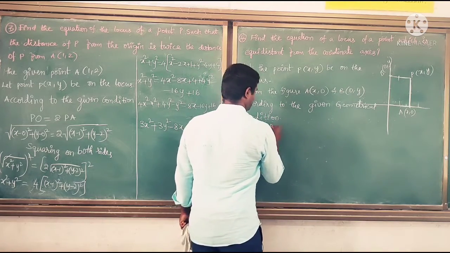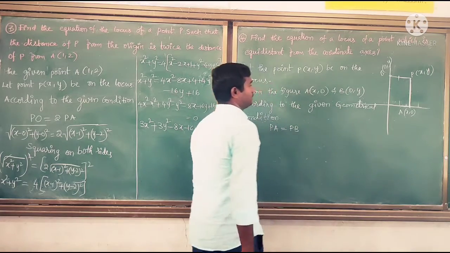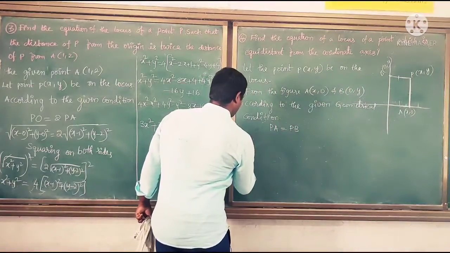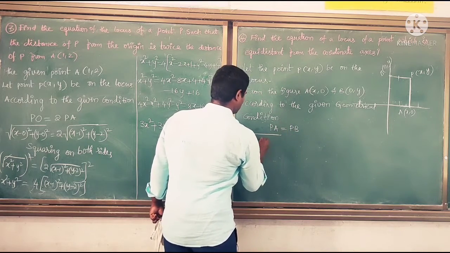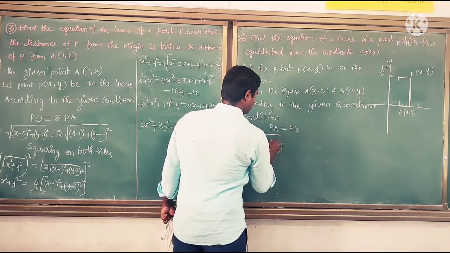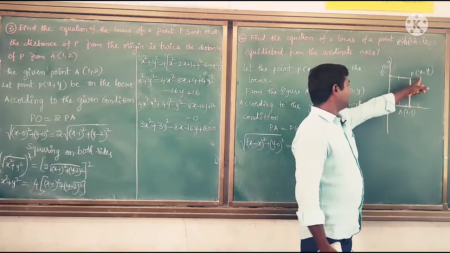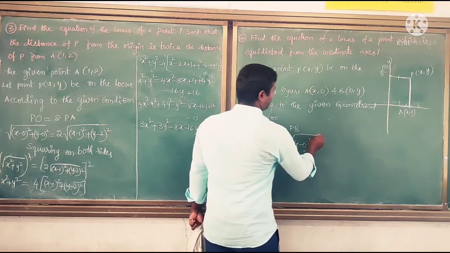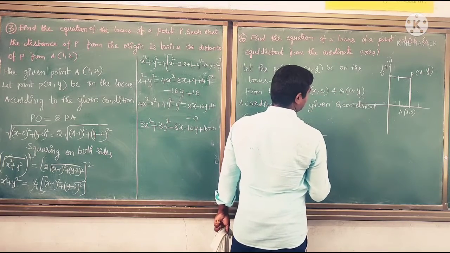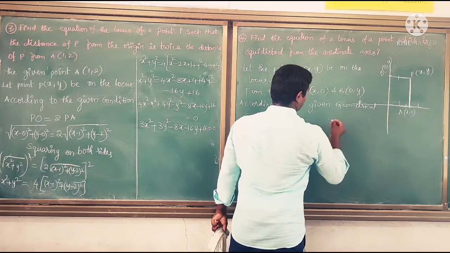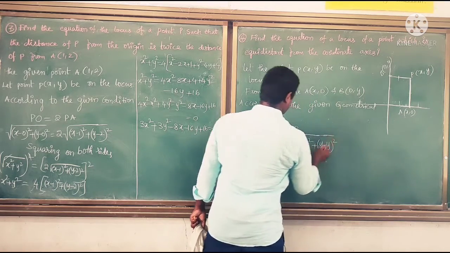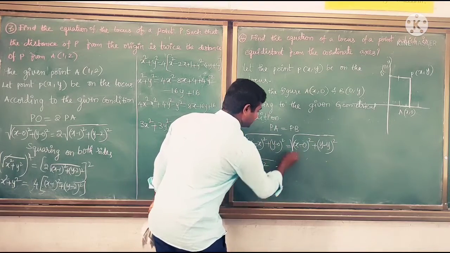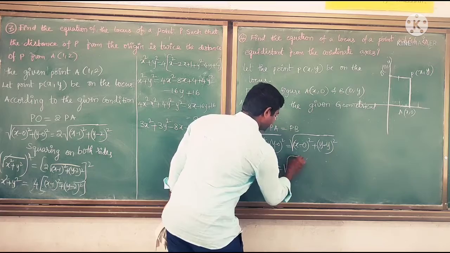Then according to the given geometrical condition, we can write PA equal to PB. Now you can consider x1, x2, y1, y2. So PA means square root of (x minus x) whole square plus (y minus 0) whole square, equal to the square root of (x minus 0) whole square plus (y minus 0) whole square. So y square will come, equal to x square will come, square root of x square.